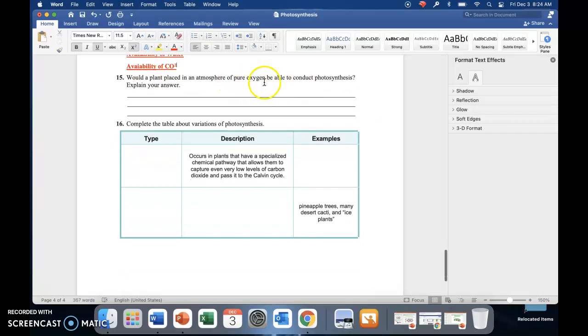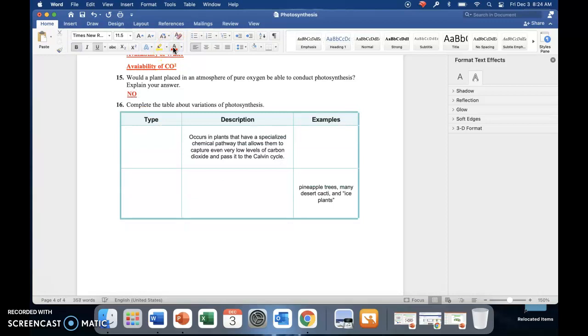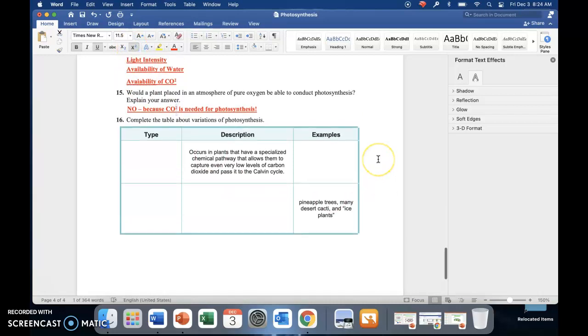If you place a plant in an atmosphere of pure oxygen, would it be able to carry out photosynthesis? And the obvious answer here has to be, if you thought about it, a big no. Why? Because CO2 is needed for photosynthesis. So obviously, if you do not have any CO2, if you have nothing but pure oxygen, the plants are not going to be able to photosynthesize.